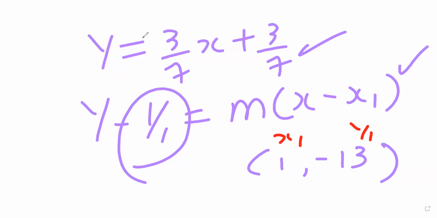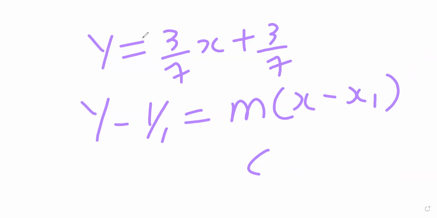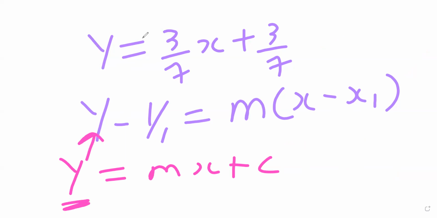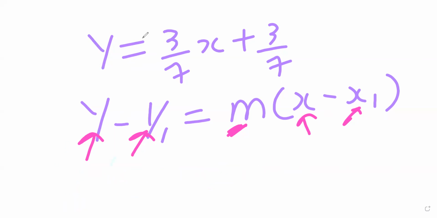So let's move on. Remember, we need the formula, the point, and the gradient. Let's plug these values in. So what is my y? This y is the y that's going to be left in the equation that looks like this. This y is one of the coordinates, and this x is one of the coordinates. This m is going to be the gradient, and this x is the x that is always in the formula. That is the breakdown of this formula. Nothing hard, very simple.